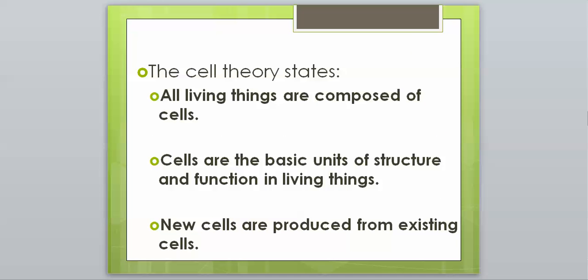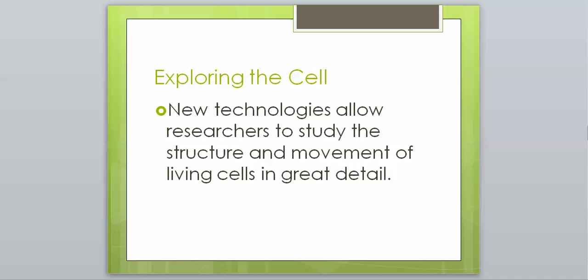The cell theory states: all living things are composed of cells. You already knew that. Cells are the basic unit of structure and function in living things. You already knew that as well. And new cells are produced from existing cells. Again, I think we've talked about all these things being a characteristic of life. So the cell theory, I try to remember these 3 points. All living things are composed of cells. Cells are the basic units of structure and function in living things. And new cells are produced from existing cells.